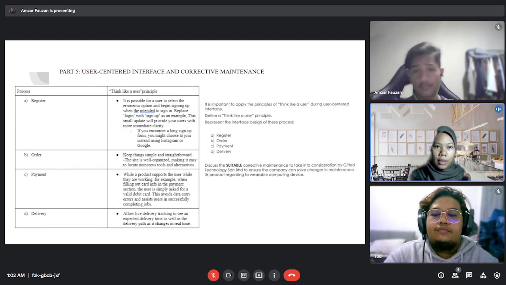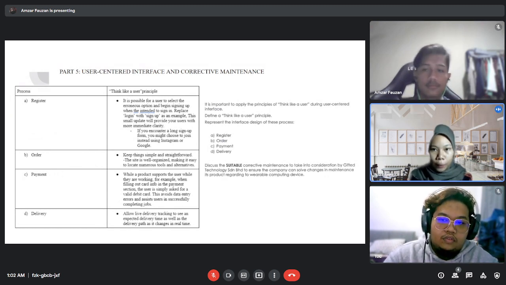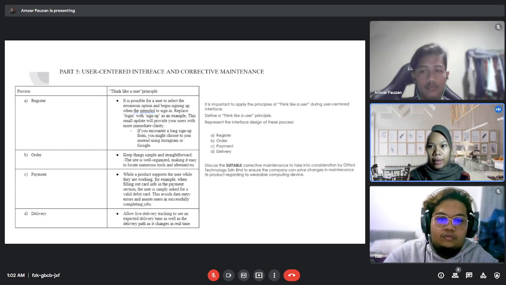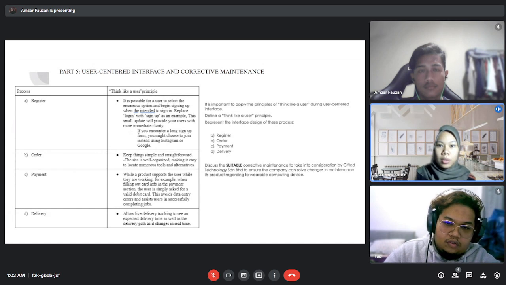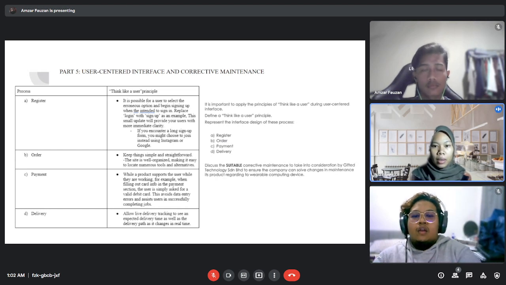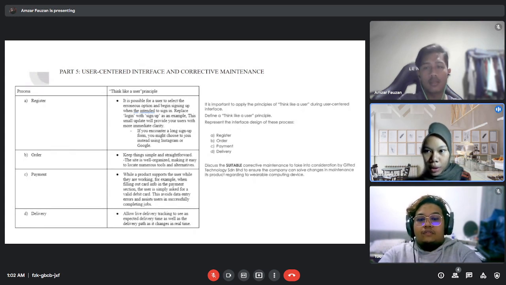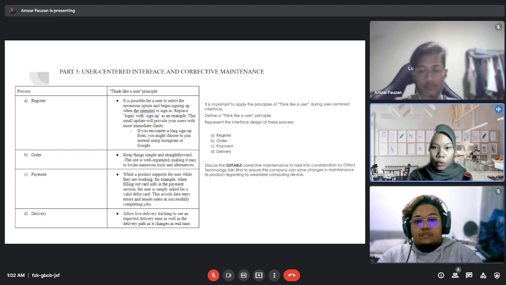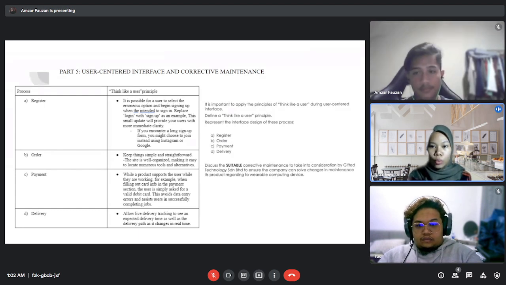For part 5, user center interface and corrective maintenance, it is important to apply the principle of think like a user during user center interface. Define the think like a user principle. Represent the interface design of this process. There are 4: the first is register, order, payment, delivery, and discuss the suitable corrective maintenance to take into consideration by gifted technologies in Remberhide to ensure the company can solve change in maintenance of its product regarding wearable computing device.